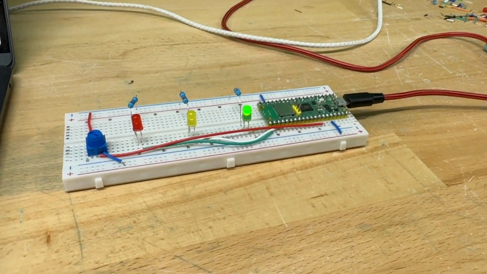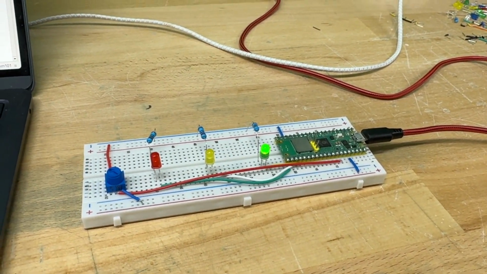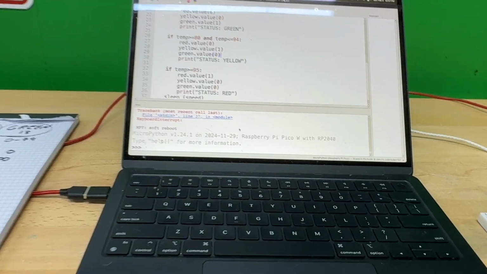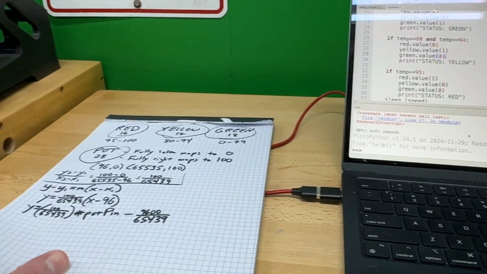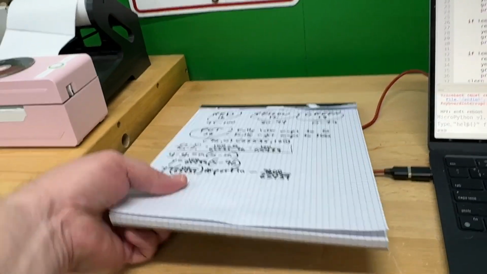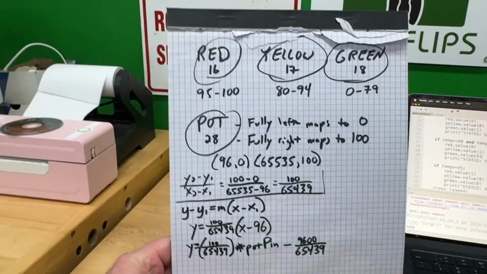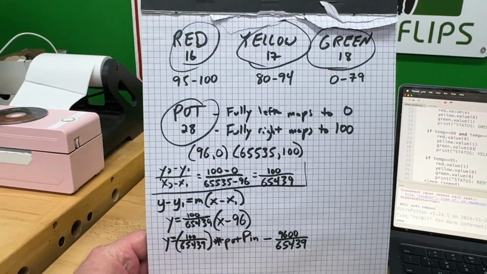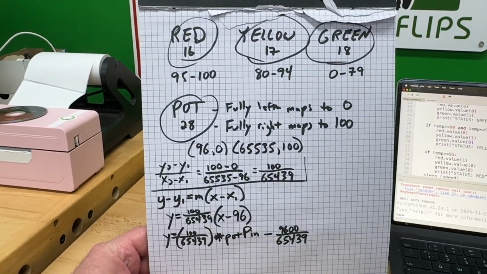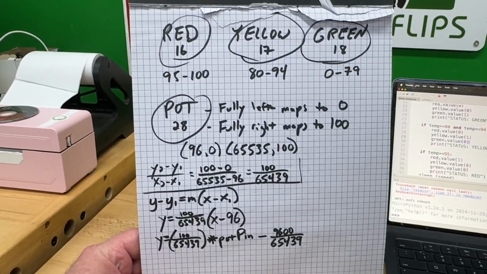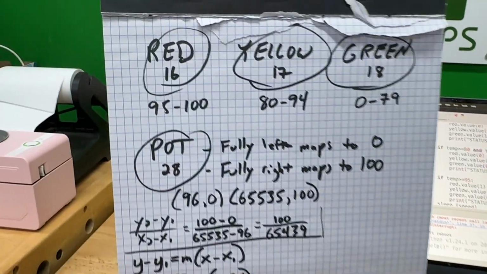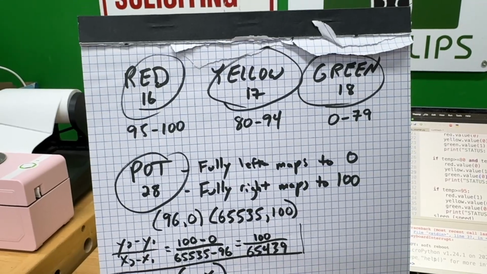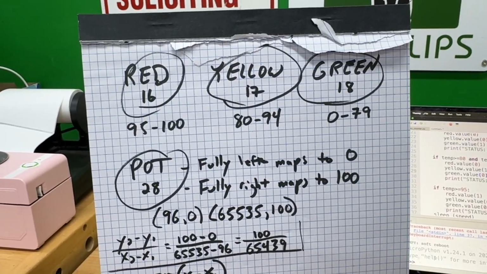Okay, this is another fun little project. This week, or this lesson, is all about if statements. And okay, I've jotted down some notes during the assignment. So what we have here, we're going to have a red, yellow, and green LED. And I made them GPIO pins 16, 17, and 18.